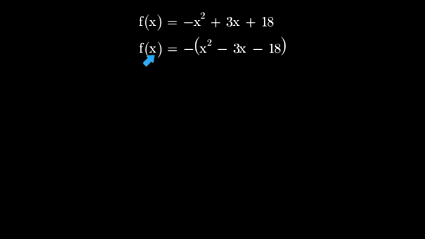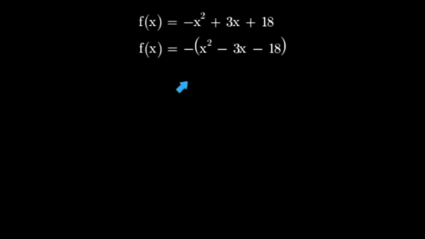So we end up with f(x) = -(x² - 3x - 18): minus x² divided by a minus is x², plus 3x divided by a minus becomes minus 3x, and plus 18 divided by a minus becomes minus 18. And there we go. So we're going to just leave that minus at the front for whatever we do throughout this example, and we are going to work with what we have inside these brackets.